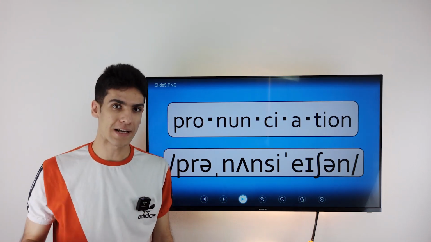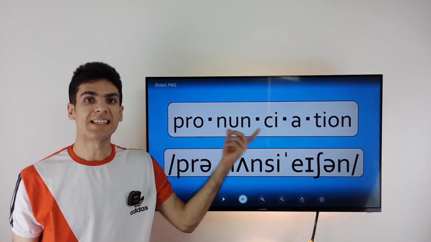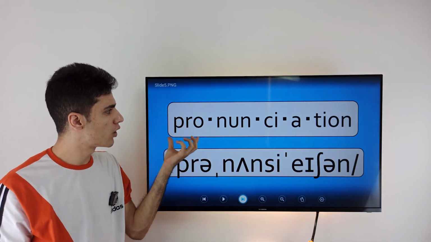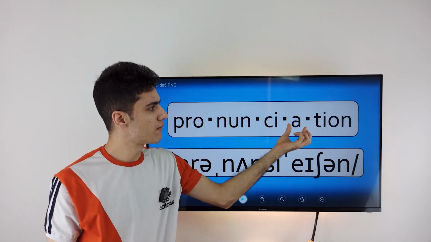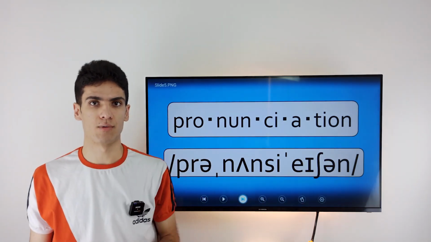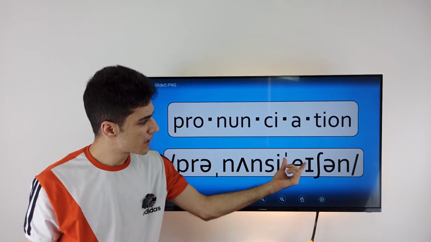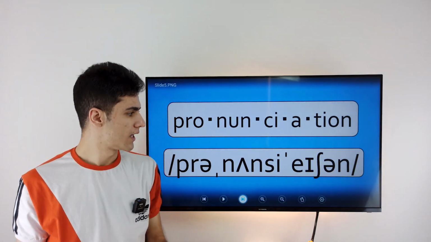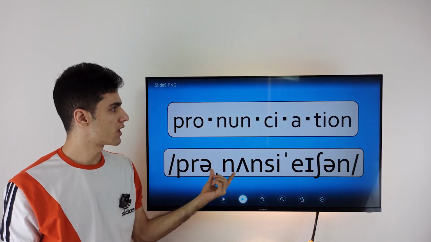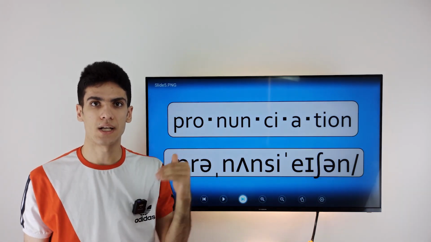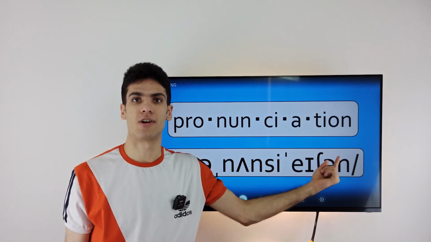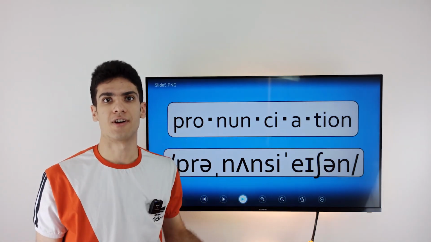Here are a few more examples. Pronunciation. The word pronunciation has 1, 2, 3, 4, and 5 syllables. The primary stress falls on the fourth syllable, and the secondary stress falls on the second syllable. So it is pronunciation.